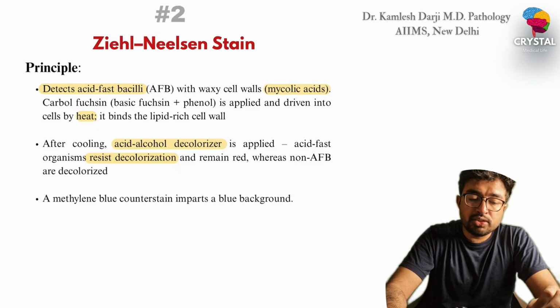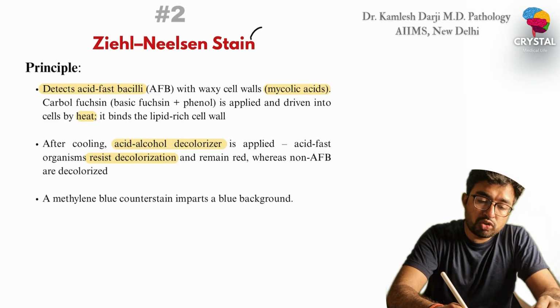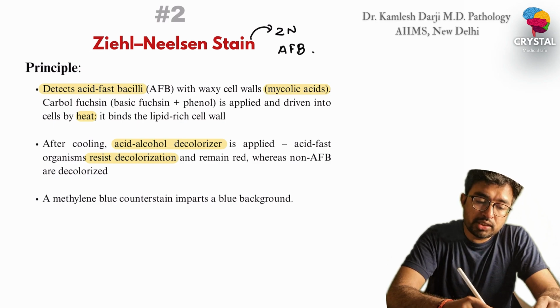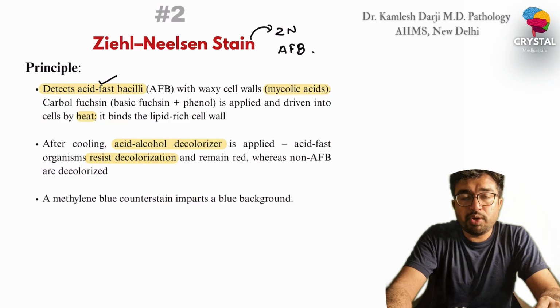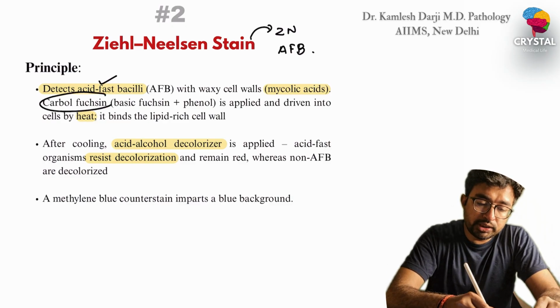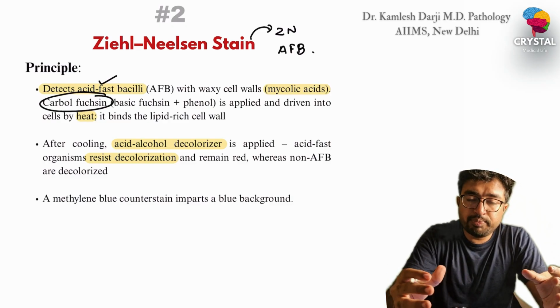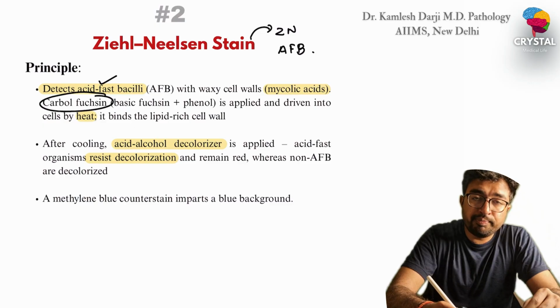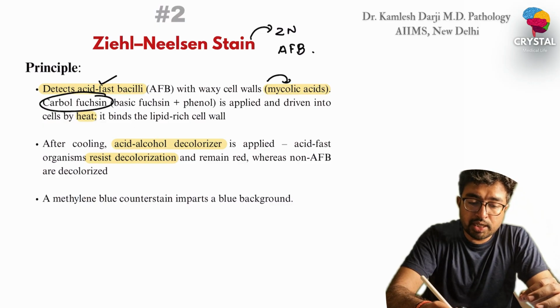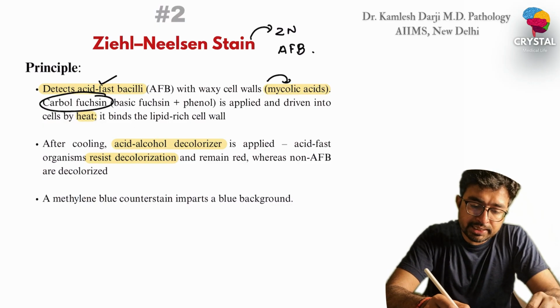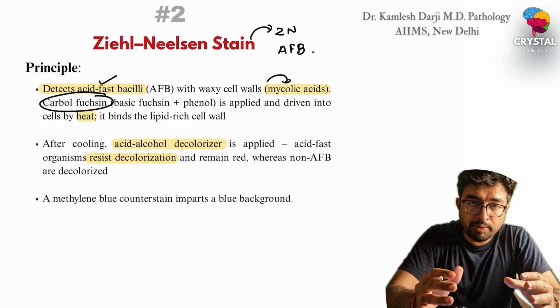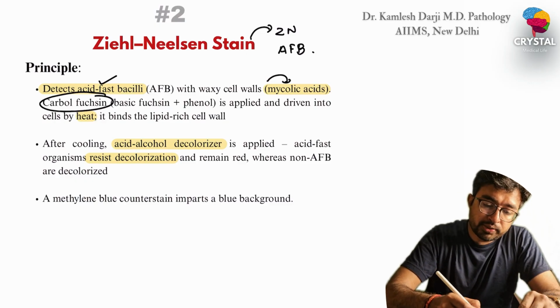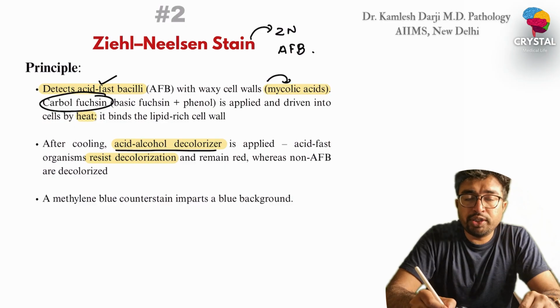Next stain is the Ziehl Neelsen stain, which is also called the ZN stain or acid fast bacilli stain, and it is used to detect acid fast bacilli. Here, the carbol fuchsin, which is basic fuchsin plus phenol, is applied on the Mycobacterium cell wall, which is made up of mycolic acid, with the help of heat. After that, we will apply the acid alcohol decolorizer.